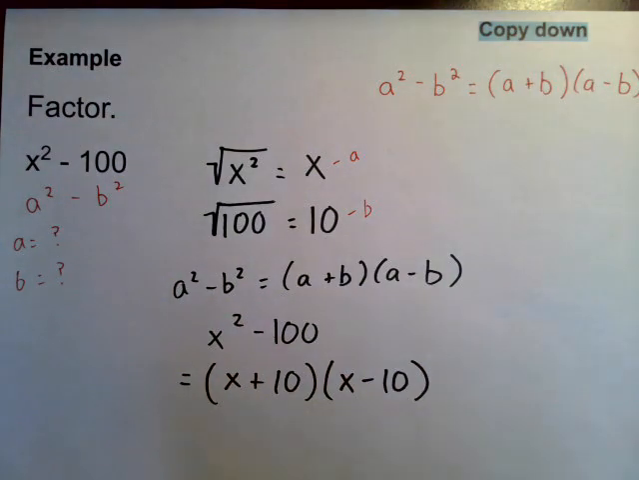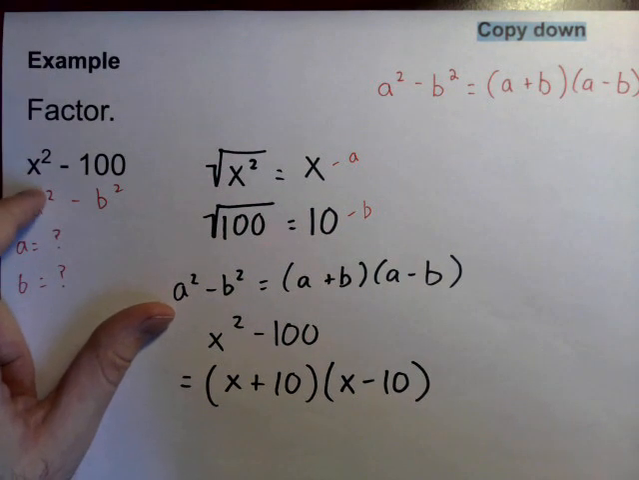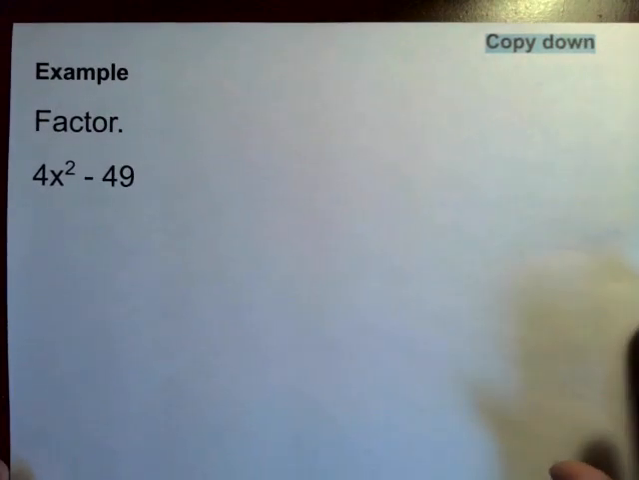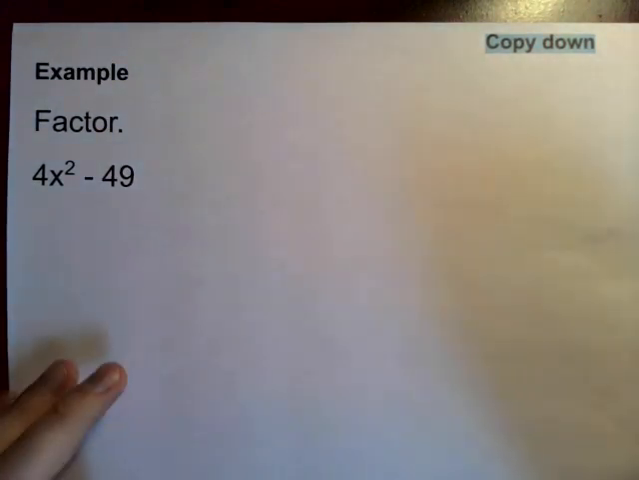So let's try another one where we're going to factor another difference of squares, but in this case it's not going to be a coefficient of 1 in front of the x. So in this one we're going to factor 4x squared minus 49.